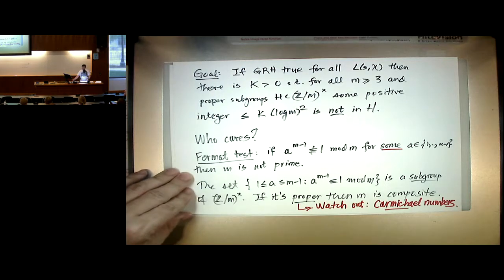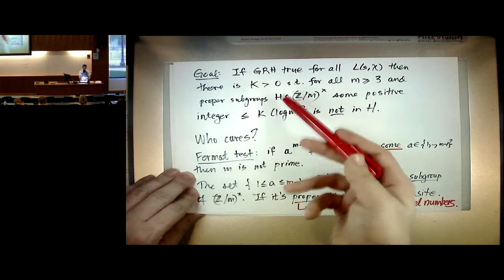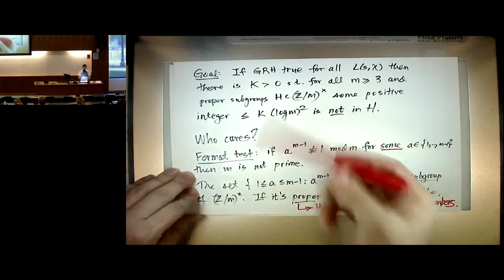So in any case, yes, the Carmichael numbers are, in theory, an obstruction to making the Fermat test an airtight compositeness or primality test. Other questions? Okay. So, yeah, how do you get this constant? How do you compute it? How do you deal with proper subgroups and all this stuff?